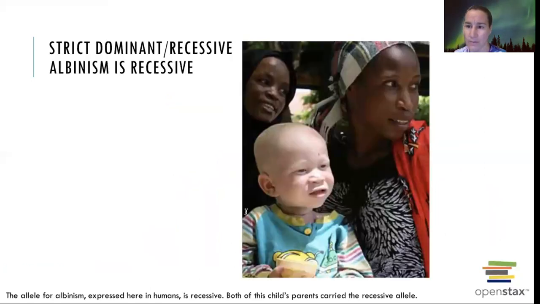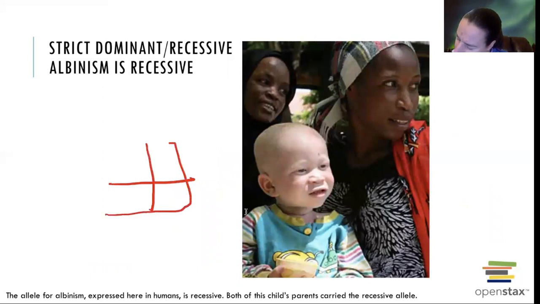What about albinism? How about this one? So let's set up a Punnett square for this one. We'll say mom's a carrier because it looks like mom has normal pigmentation.